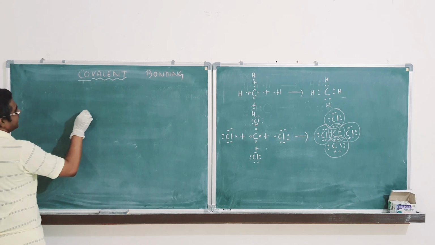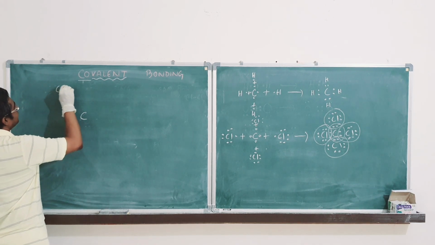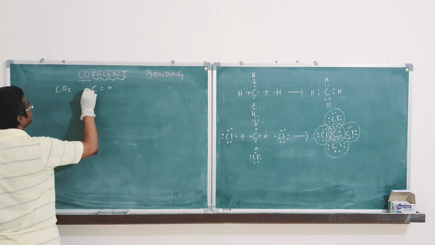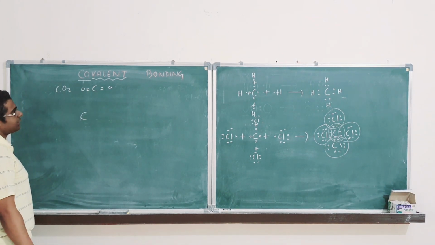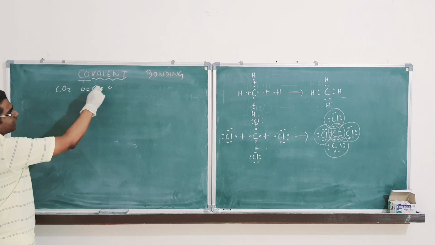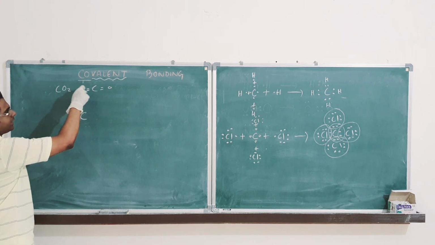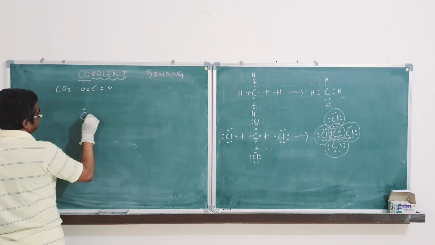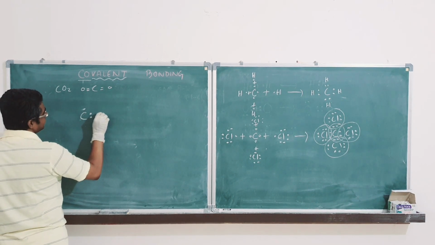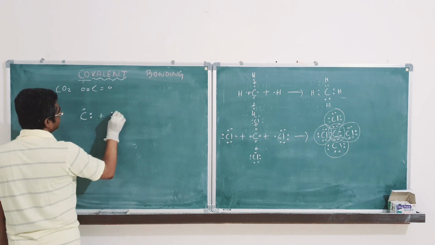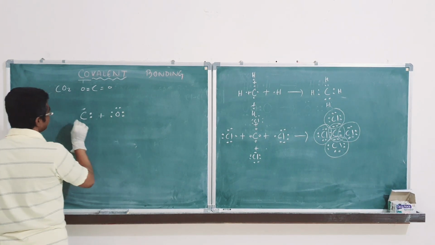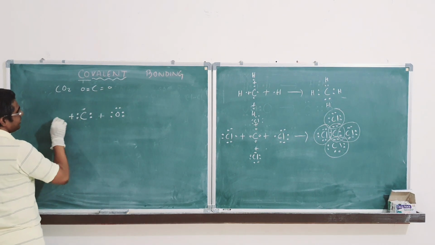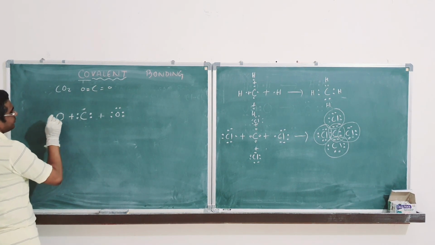So for CO2, basically carbon. We know what CO2 is. CO2 is C double bond O double bond O. Carbon has 4, oxygen has 2. Oxygen needs 2 electrons, that is why double bond. Carbon needs 4 electrons, double and double, 2 plus 2, 4 bonds. So see, like this you will show. As there are 2 bonds, I'll write like this, plus oxygen. I'll show here 2 bonds, here again oxygen.